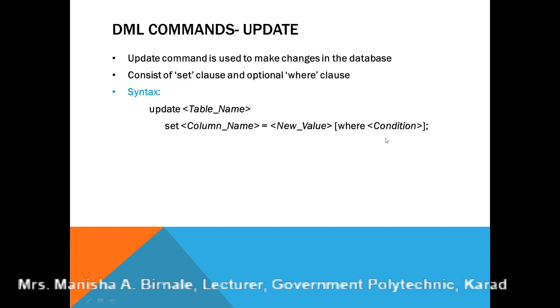If you want to update records of specific students, means if you want to update only specific rows, then where condition is required. If you want to update all rows from the table, then where condition is not required. The command is terminated by semicolon. Let us see one example. Write query for increasing marks of all students by 5%.